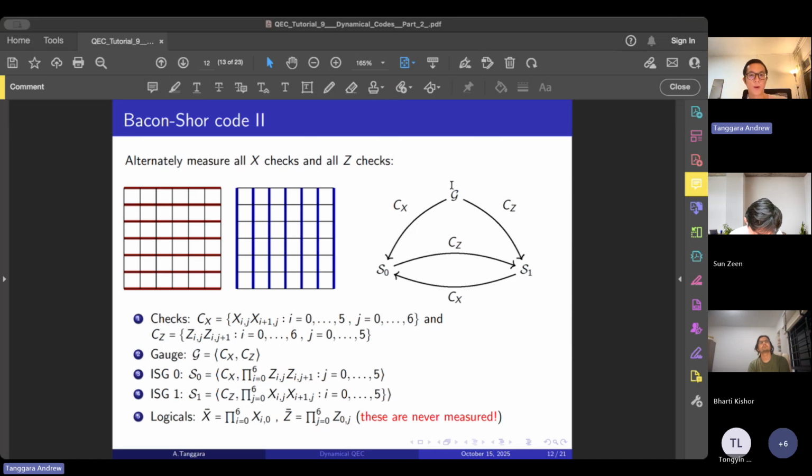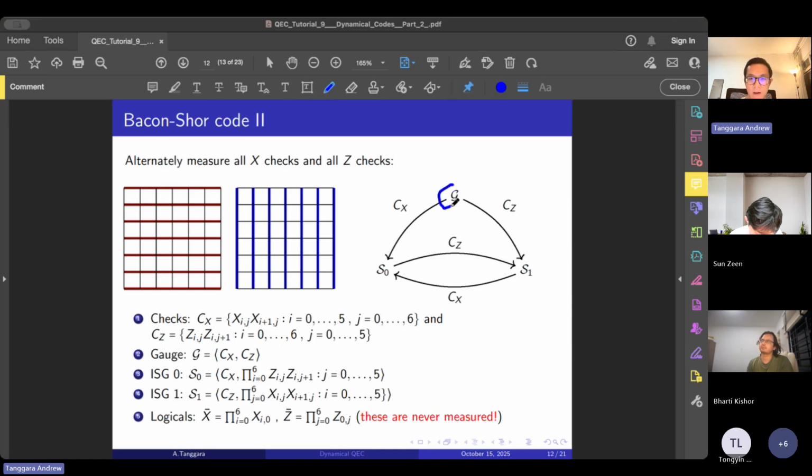So we can think of the Bacon-Shor code as kind of like a dynamical code, because when you do error correction in practice, you cannot measure all these X and Z checks simultaneously. So if I measure all the X checks and then the Z checks, and keep doing that alternately, then I'm going to switch between two stabilizer codes.